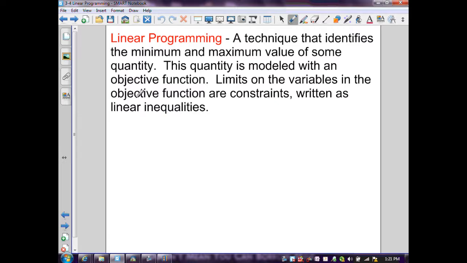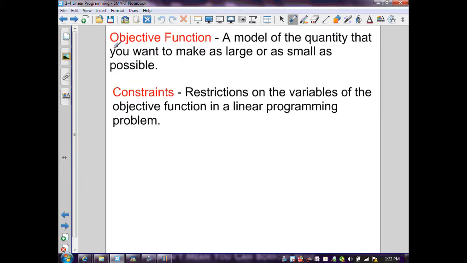So we're going to combine our objective function and our inequalities onto a graph and determine the maximum or minimum values that we need to solve our objective. The objective function is a model of the quantity that you want to make as large or as small as possible. Now, the constraints are going to be the restrictions on the variables of the objective function in a linear programming problem.